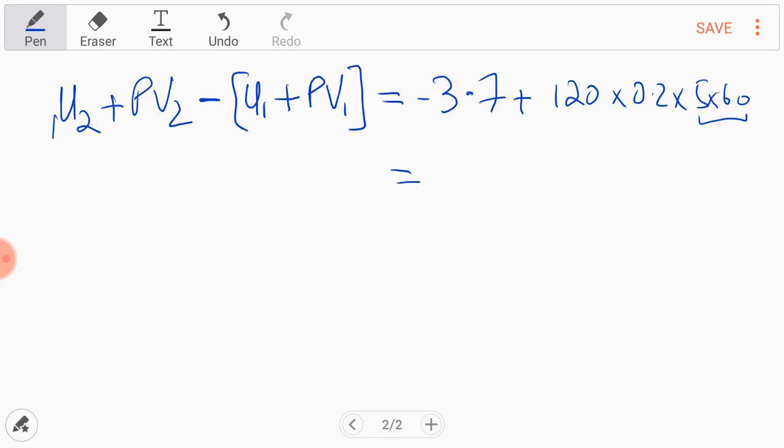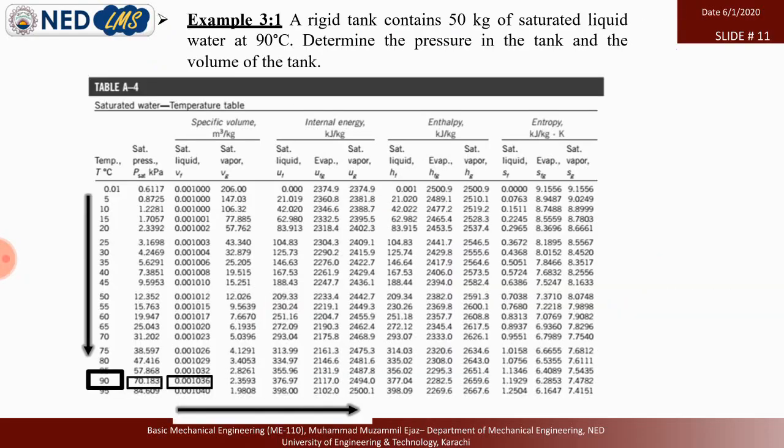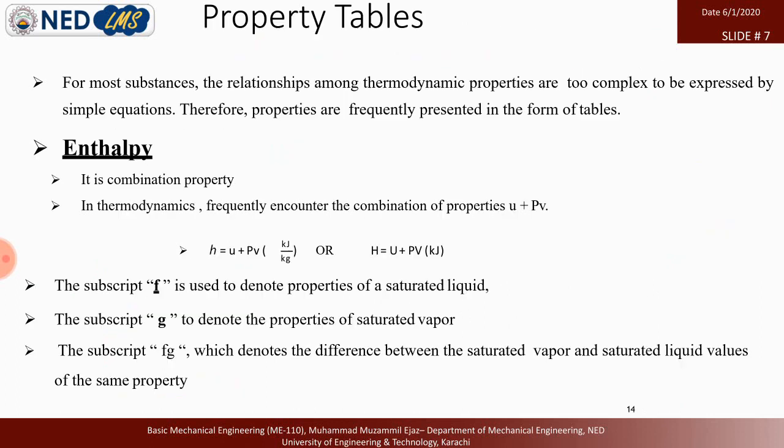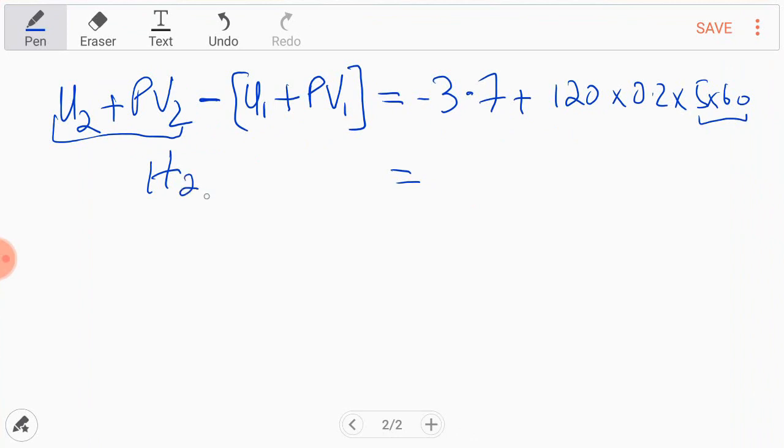So now U2 plus PV2 minus U1 plus PV1 is basically what? Enthalpy. We already studied that property in our previous lecture. So enthalpy is basically internal energy plus pressure volume work. It is a sum or combination of internal energy plus pressure volume work. So we can write this with the capital H2 minus H1, and we can write this minus 3.7 plus, if we multiply by this whole, we get the answer.